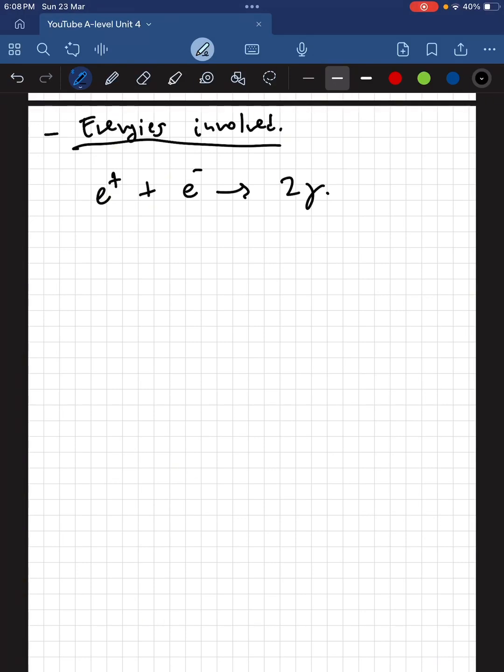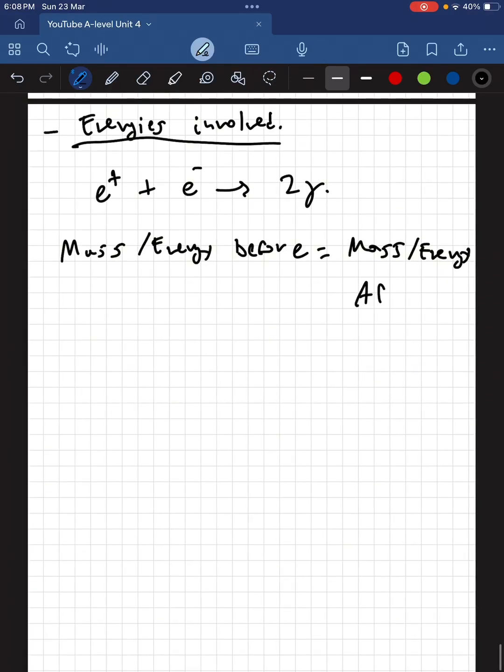In special relativity, when relativistic masses are involved, and when we deal with particle interactions, we don't have the conservation of energy, but we have the conservation of mass energy. This is how it's called. So we need to have mass energy before must be equal to mass energy after. Okay, let's go see what I mean by that.